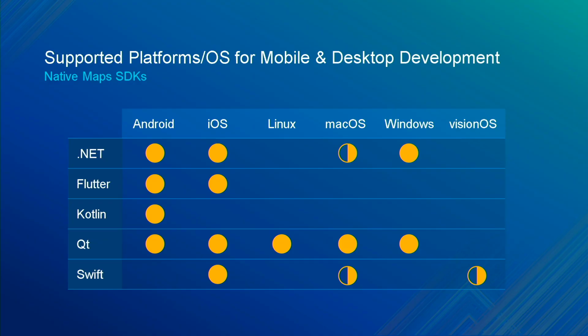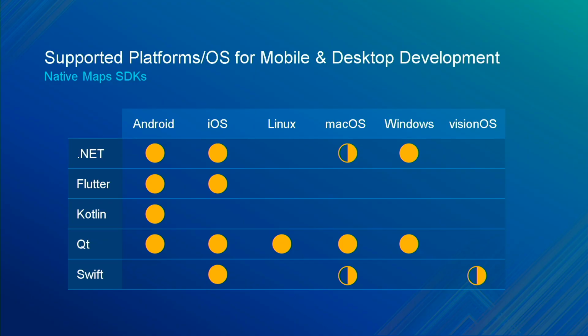So we'll just work down from the top here. Our Maps SDK for .NET is a cross-platform SDK. It's designed for desktop and mobile apps, primarily supporting Android, iOS, and Windows. It also supports macOS via Mac Catalyst, which enables you to compile iPad apps for macOS.